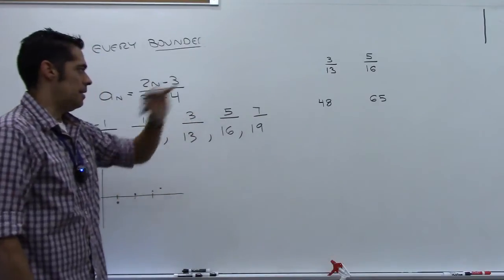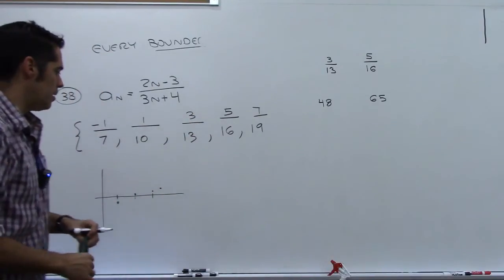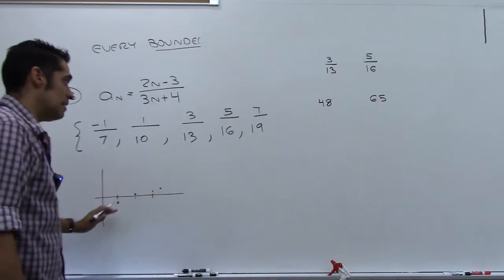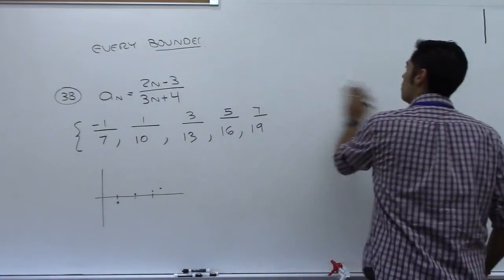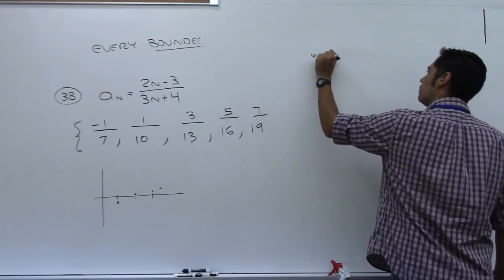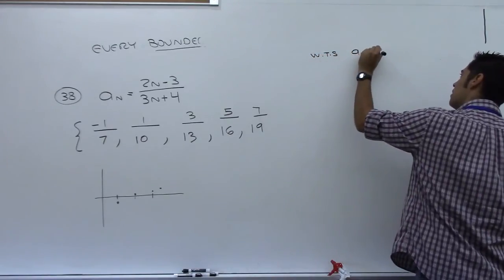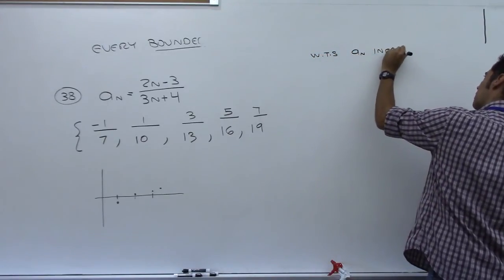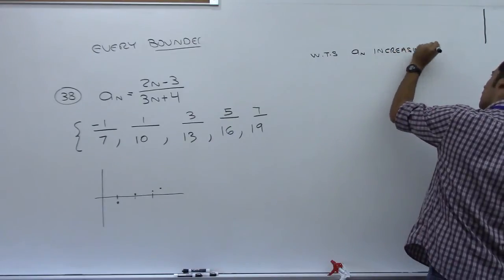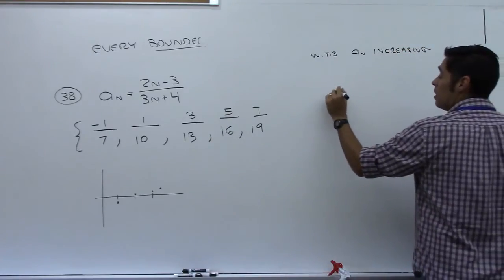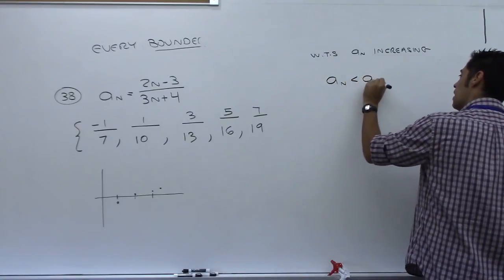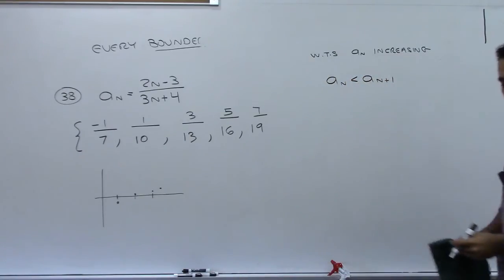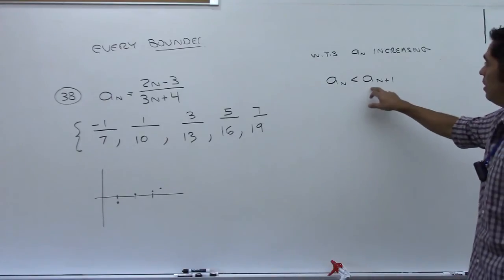And this keeps happening, okay? That's what it looks like is going on. So it looks like my sequence is increasing. So that's what I'm going to try and show. So I want to show that a sub n is increasing, getting bigger as I go. All right, well, then what I need to show is that a sub n is less than a sub n plus 1. This is opposite of what we showed last time. So I want to show this.